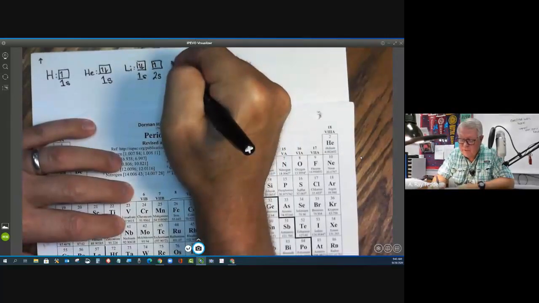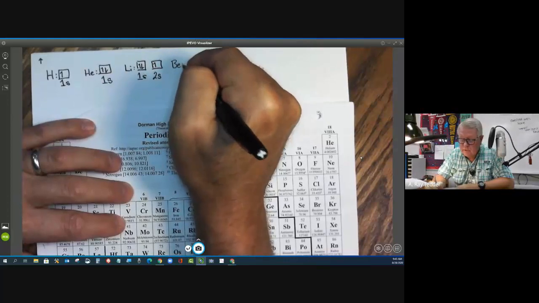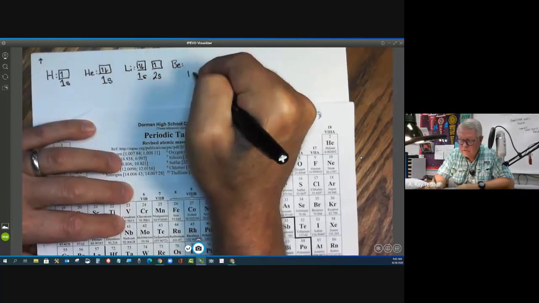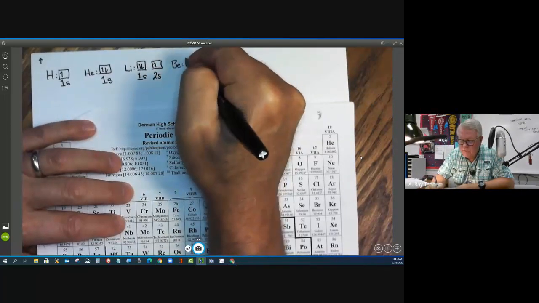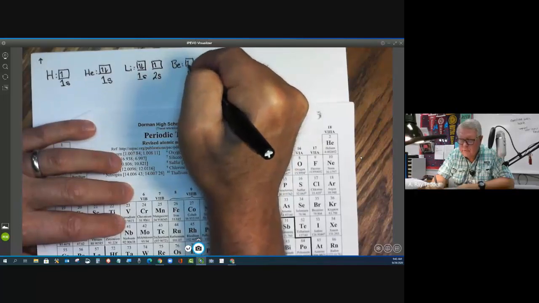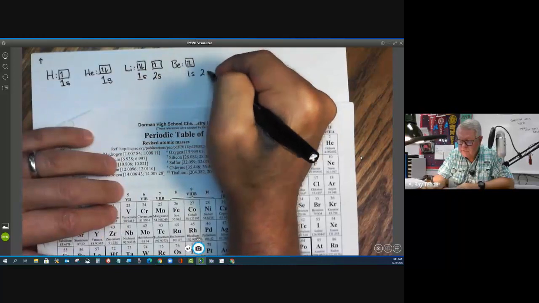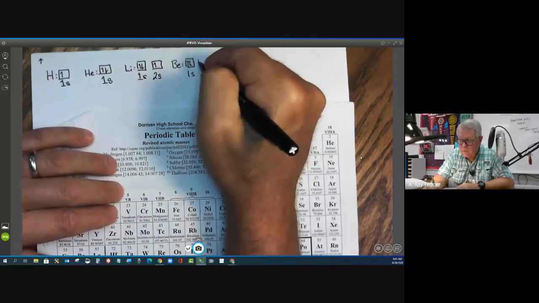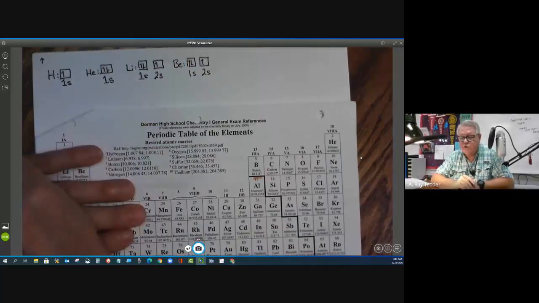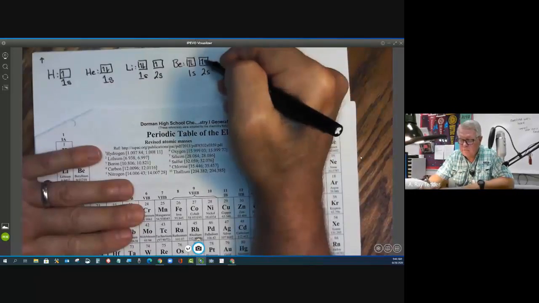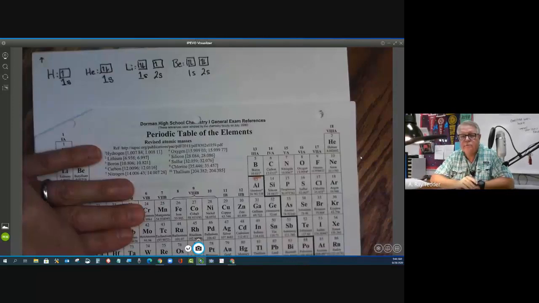So beryllium is Be. We've got a colon. We've got 1s, and both the electrons in 1s are there. And then we've got 2s, and lithium had that one electron with an up arrow. And the second electron is going to be a down arrow. Okay? That makes sense?